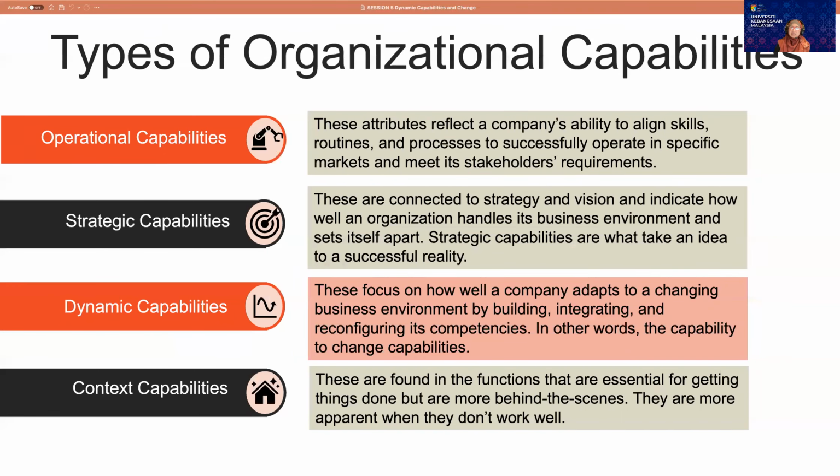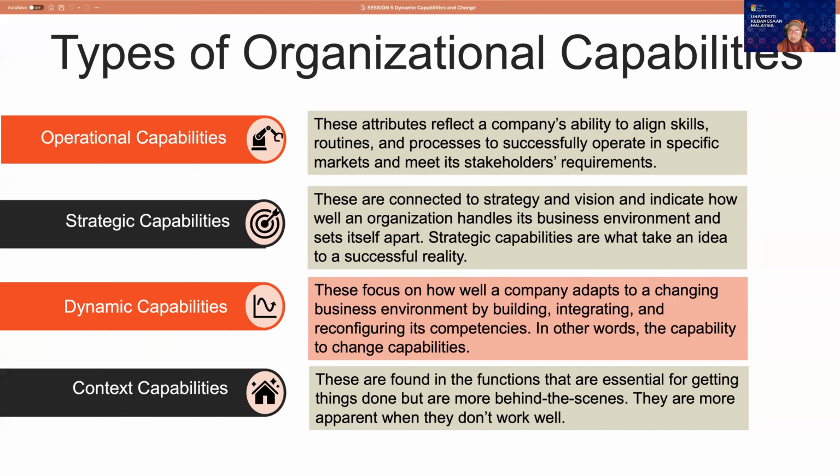All right. So there are different types of organizational capabilities. We can look at them in terms of operational capabilities, strategic capabilities, dynamic capabilities, and contextual capabilities. In terms of operational capabilities, basically, operational capabilities reflect a company's ability to align skills, routines, and processes to successfully operate in a specific market and meet its stakeholders' requirements. So basically, this is related to the operations of the organization.